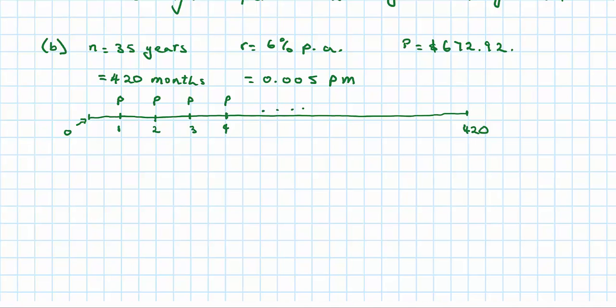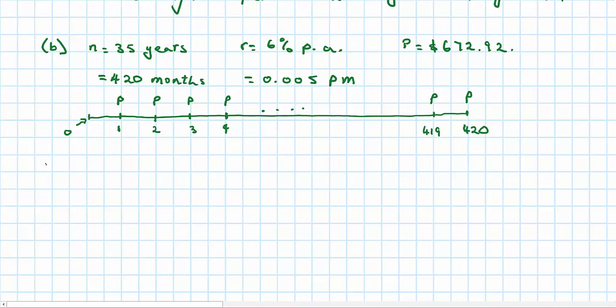Month 3, another payment. Month 4, another payment, and so on. The last payment, month 419, accumulates interest for 1 month. Well, that would be the second last payment, and the last payment accumulates no interest at all.